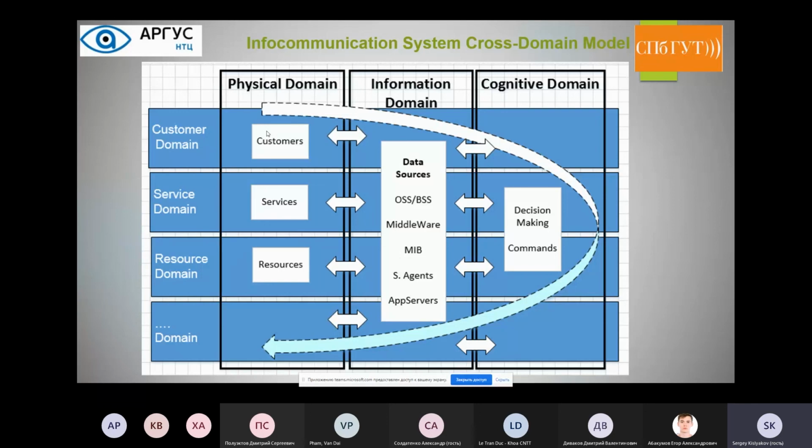The physical domain includes the operator, physical infrastructure, services, customers who the CSP interacts with, other entities of the physical world, and objects necessary for realization of the business goals of the communication service provider. The information domain includes all sorts of data and information about physical objects. You can see here on the slide, it can be OSS and BSS systems, middleware, different software bases, smart agents, and so on.